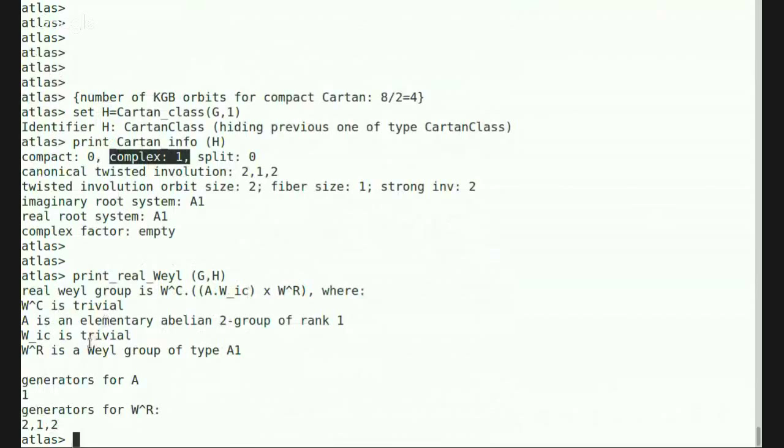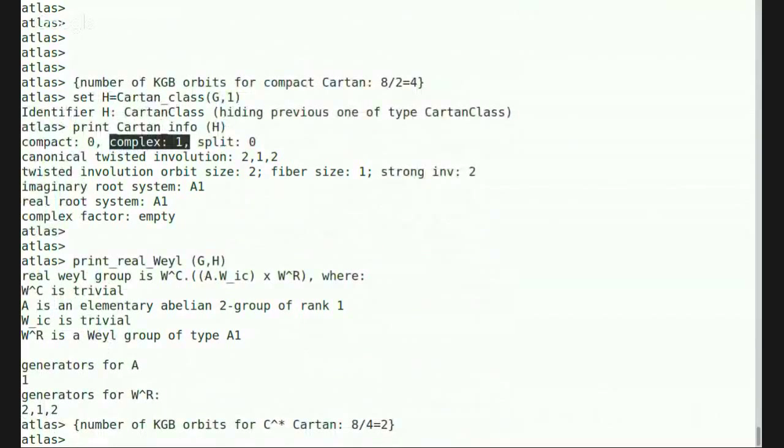So let's see. It says this is trivial. There's an elementary abelian 2 group of rank 1. That is to say, a Z2. And this is trivial, and there's a Weil group of type A1, which is also Z2. So the order of this Weil group is 4. And so the number of KGB elements for this Cartan is 8 divided by 4, which is 2.